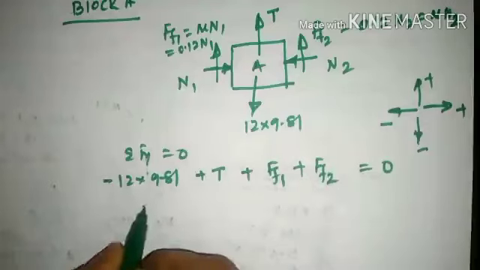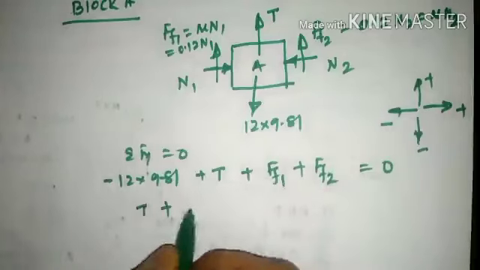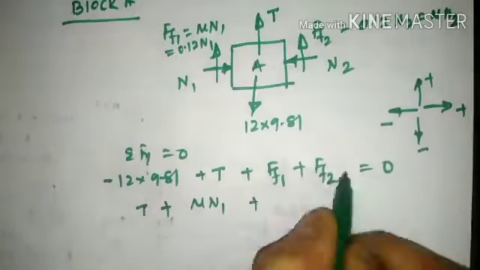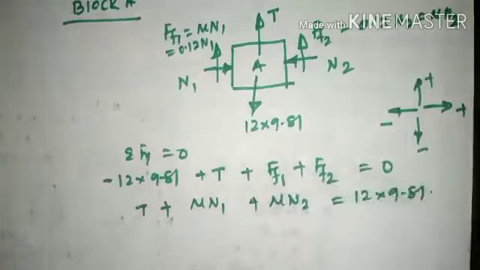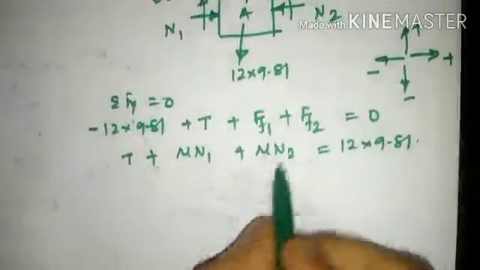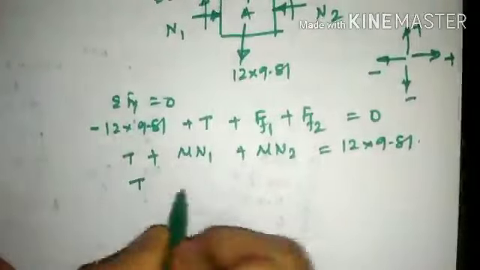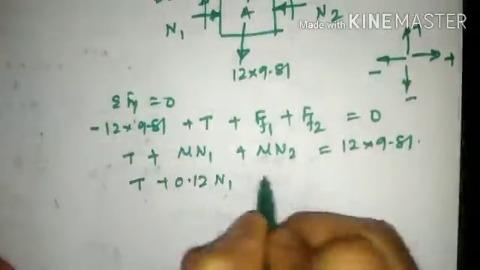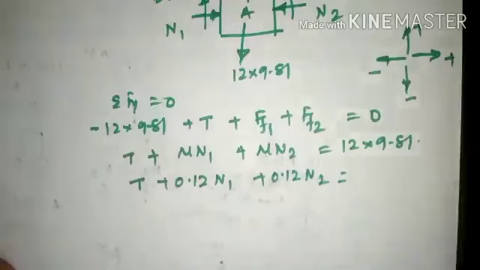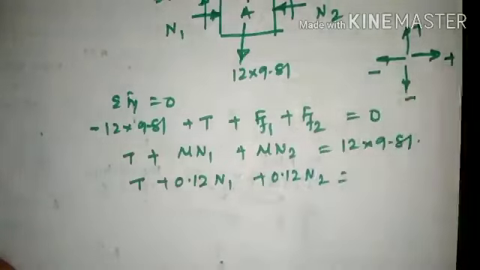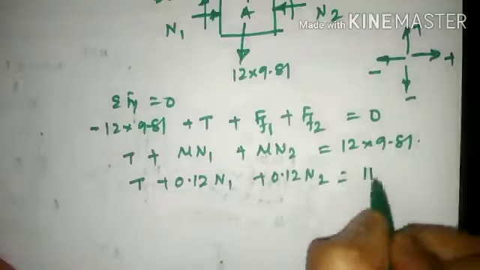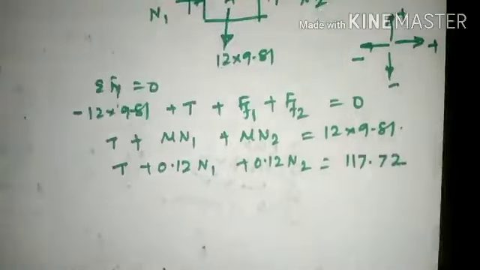So T plus F of F1, whose value is mu times N1, plus F of F2, whose value is mu times N2, is equal to 12 into 9.81. So as a resultant, T plus 0.12 times N1 plus 0.12 times N2 equals 12 into 9.81, which will come out to 117.72. So we need to find out the value of N1, N2, or the value of P first.